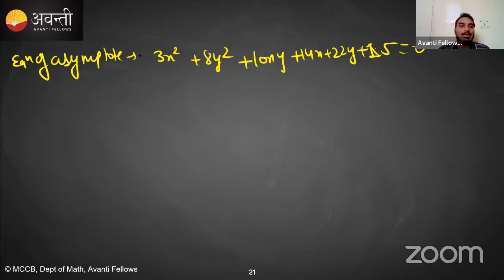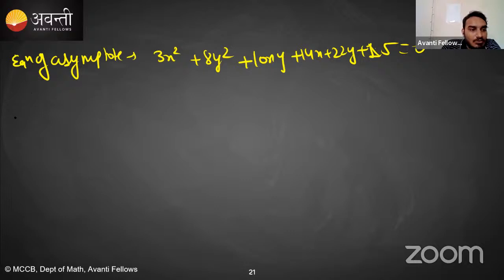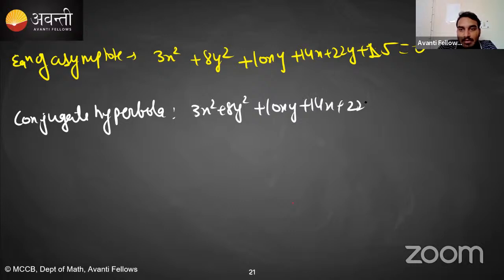Everyone tell me the answer quickly. What should be the equation of the conjugate hyperbola? So let the equation of the conjugate hyperbola be 3x square plus 8y square plus 10xy plus 14x plus 22y plus mu is equal to 0, right?